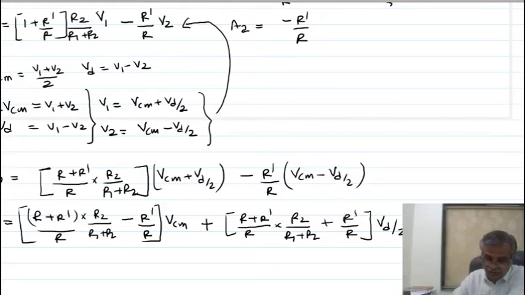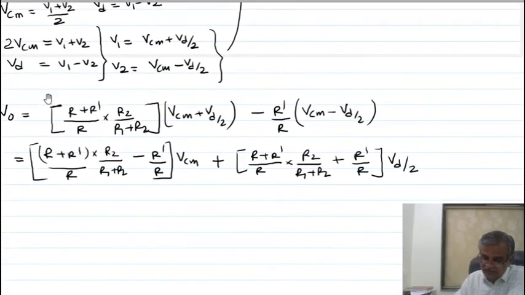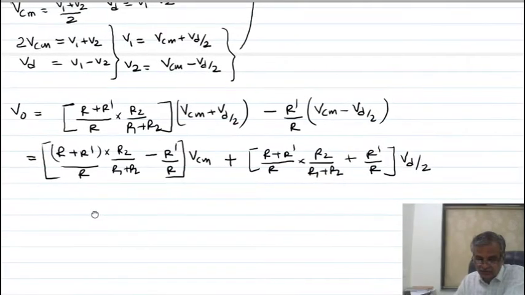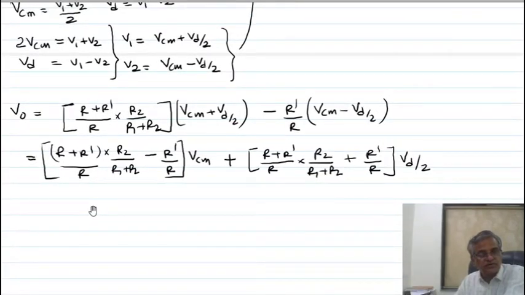So this is your first answer. What is the first question? Find the output voltage for the given circuit.